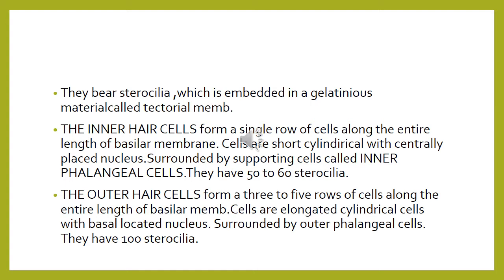Now coming over to the outer hair cells, they are present in the form of 3 to 5 rows of cells along the entire length of the basilar membrane. The shape of the cell is that they are elongated and cylindrical cells with a basally located nucleus, and they are supported and surrounded by the outer phalangeal cells, while their apical surface bears about 100 stereocilia. So note down the shape of the cells, the number of stereocilia on their surface, and their location on the basilar membrane.